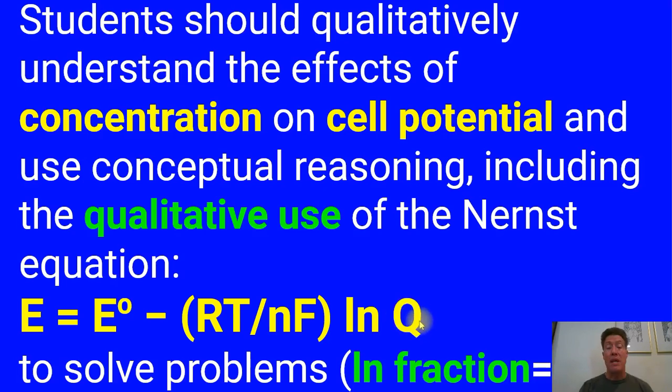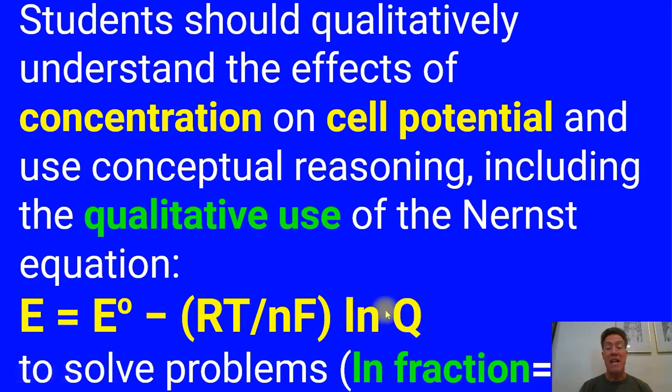That's the key. If this number becomes a fraction, so let's say the products are very, very low, and that's the concentration of the anode, and the concentration of the cathode is very, very high, Q is going to become a fraction, and the natural log of a fraction is going to be a negative number.